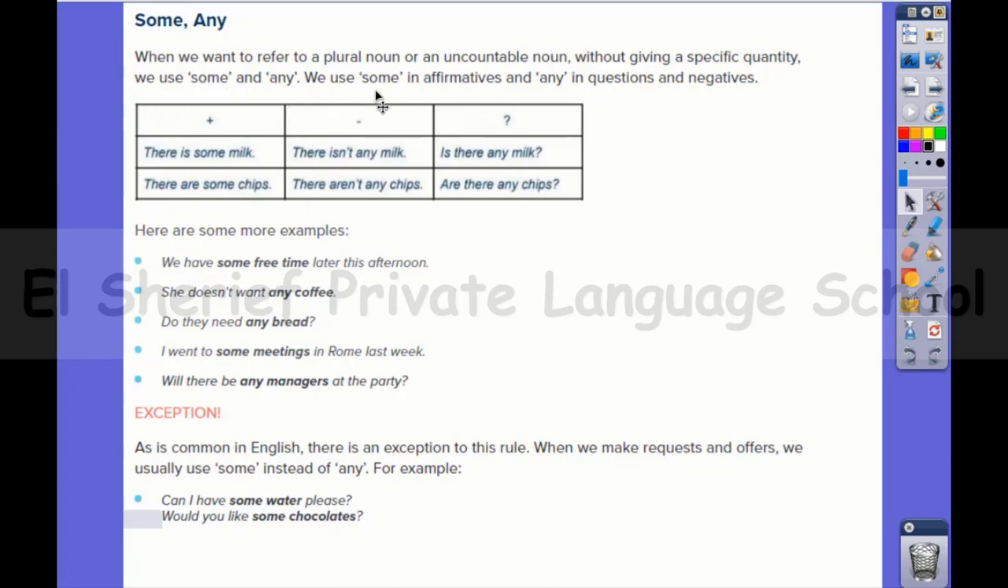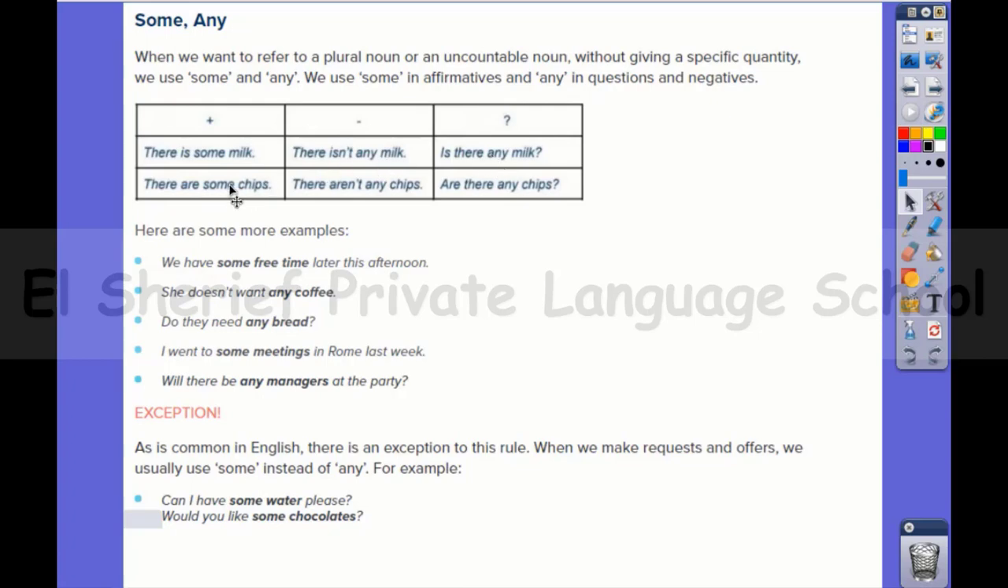We use some in affirmatives and any in questions and negatives. Examples: there is some milk. So milk is an uncountable noun. That's the reason why it takes a singular verb. And this is an affirmative statement. That's the reason why we use some. So there is some milk. There isn't any milk. We used any because this is a negative statement. Is there any milk? So this is a question asking about whether something exists or not.